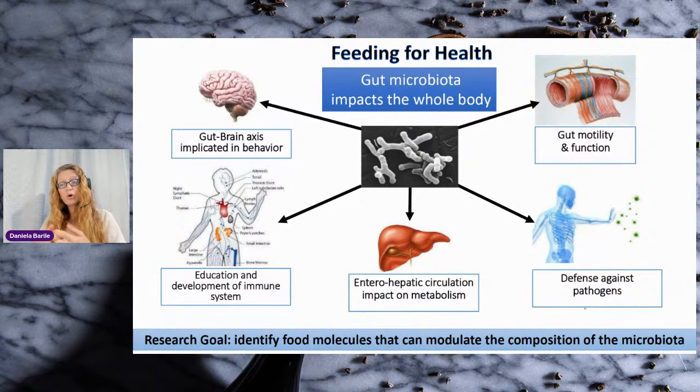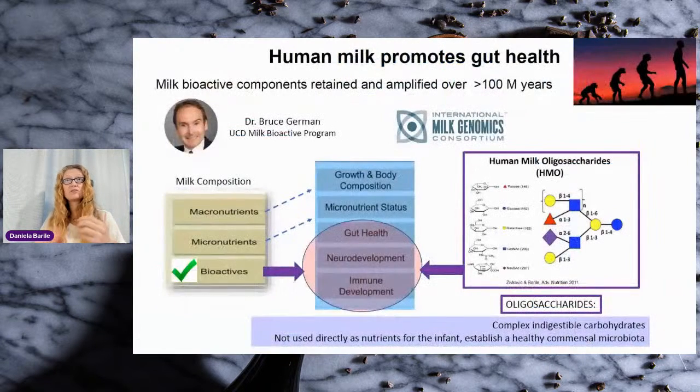So our research goal is to identify the food molecules that can modulate the composition of the gut microbiota, so we make sure that we have desirable protective bacteria instead of pro-inflammatory bacteria. It's not an easy task, and we can ask ourselves, where do we start from looking at food molecules? Well, the answer we found is to start from the very beginning of life and start looking at the first food.